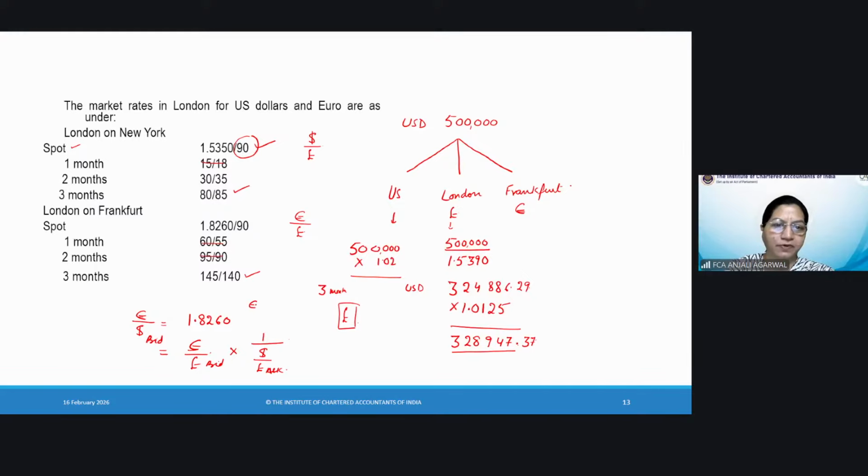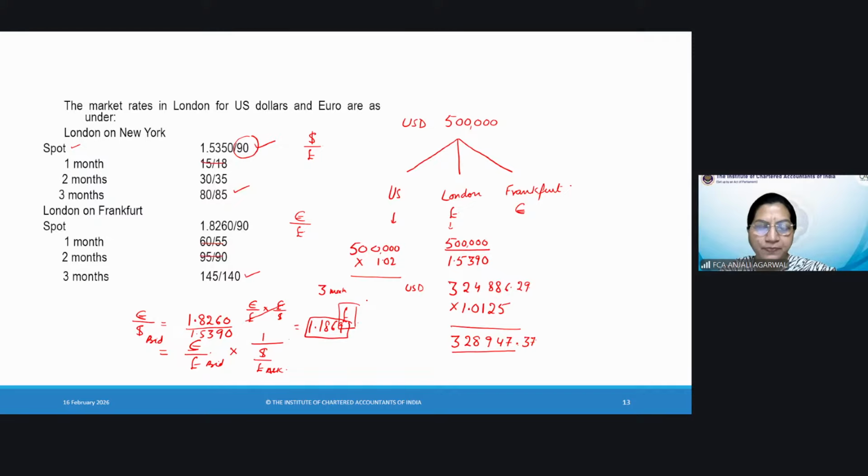So what will happen? Euro by pound into pound by dollar, so this will get cancelled and you will have euro by dollar. So 1.8260 multiplied by 1 upon dollar by pound ask, divided by 1.5390. That is 1.8260 divided by 1.5390. So this is giving us 1.1869 rounded off till 4 decimal places.